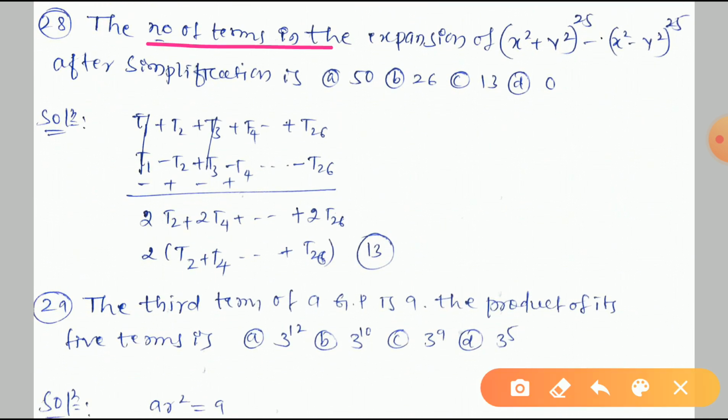Okay, next question number 28. The number of terms in the expansion of x square plus y square raised to 25 minus x square minus y square raised to 25 after simplification is, the options are 50, 26, 13, 0.